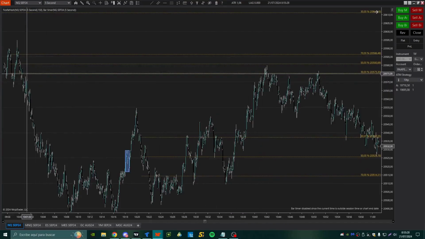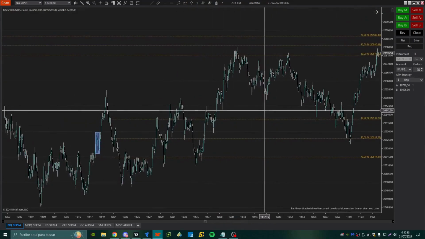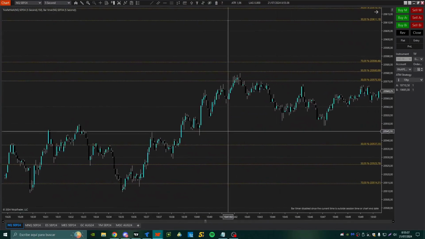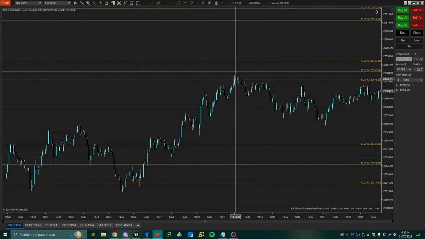Well, there it hit the 30. Here it hadn't touched it yet. Here it still hasn't hit the 50. Then the price gets here. Once it hits the 30, look at how I'm making clean impulses, and it comes to a point where the impulses are losing strength.